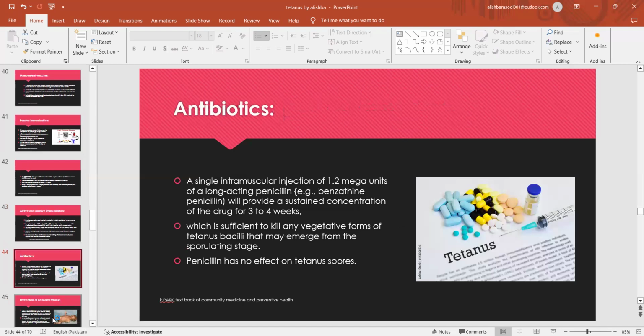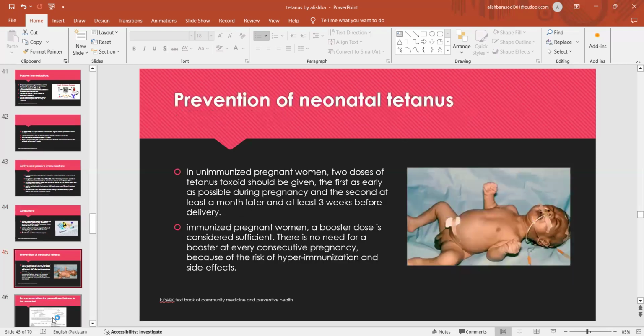Antibiotics: a single intramuscular injection of 1.2 mega units of long-acting benzathine penicillin will provide a sustained concentration of the drug for 3 to 4 weeks, which is sufficient to kill any vegetative forms of the tetanus bacilli that may emerge from the sporulating stage. Penicillin has no effect on the tetanus spores.